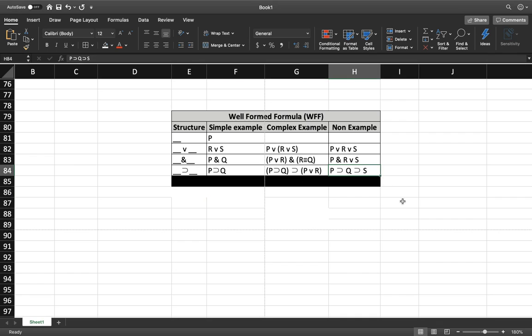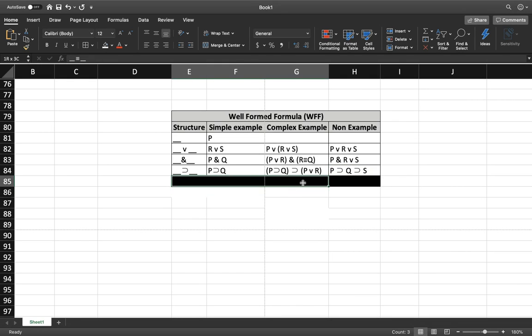In this one, you don't have that defined. It's P, horseshoe, Q, horseshoe, S. It's not clear whether the parentheses should go after the first horseshoe or maybe they should go before the first P. It's not clear what's being asked here. So this is a non-valid example.